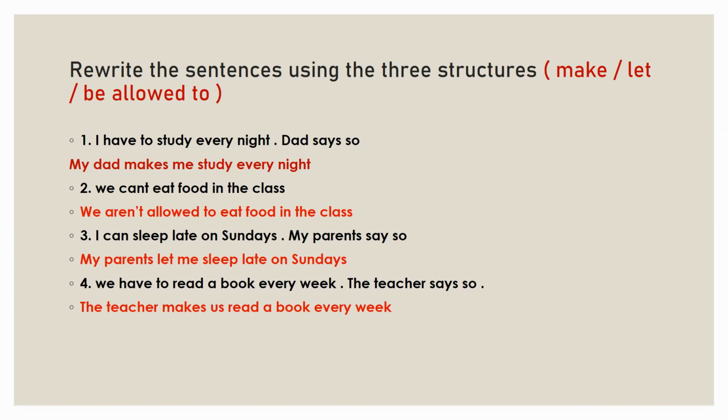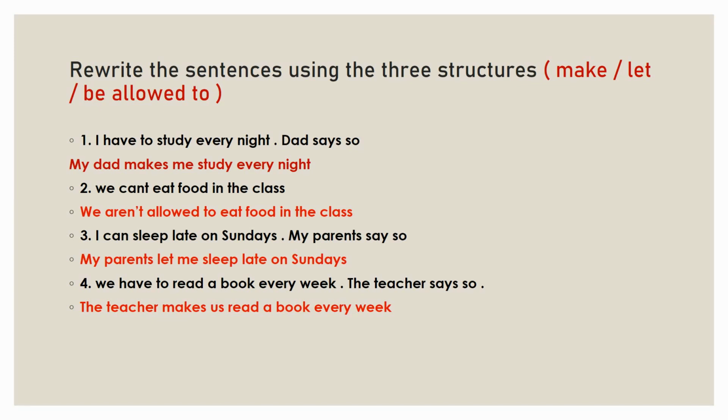Take sentence number one as an example. I have to study every night. Dad says so. In this sentence, here we have have to. Have to has the same meaning as must, meaning obligation or compulsion to do something. So in this sentence, someone obliges or forces you to do something. So your dad obliges or forces you to study every night.